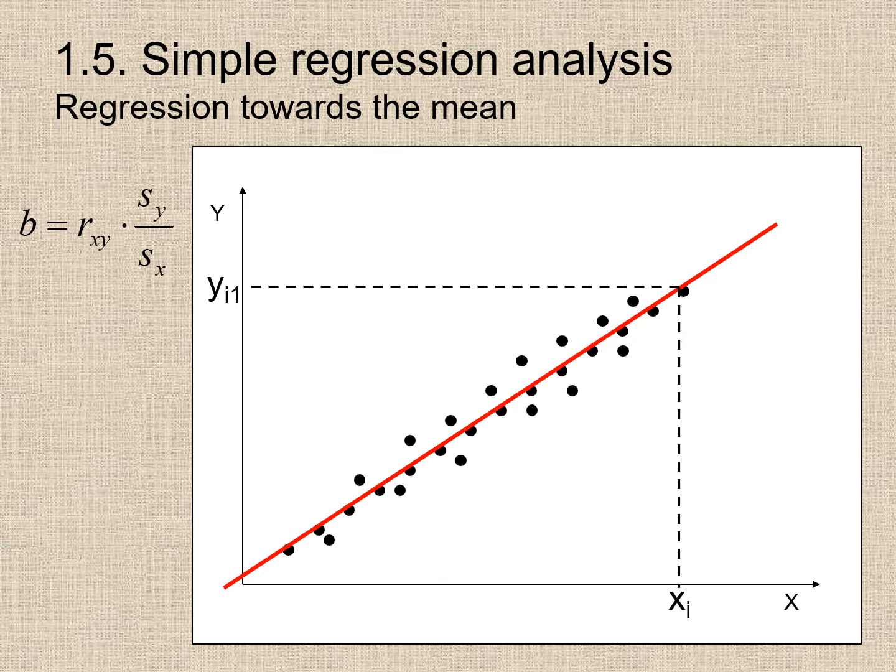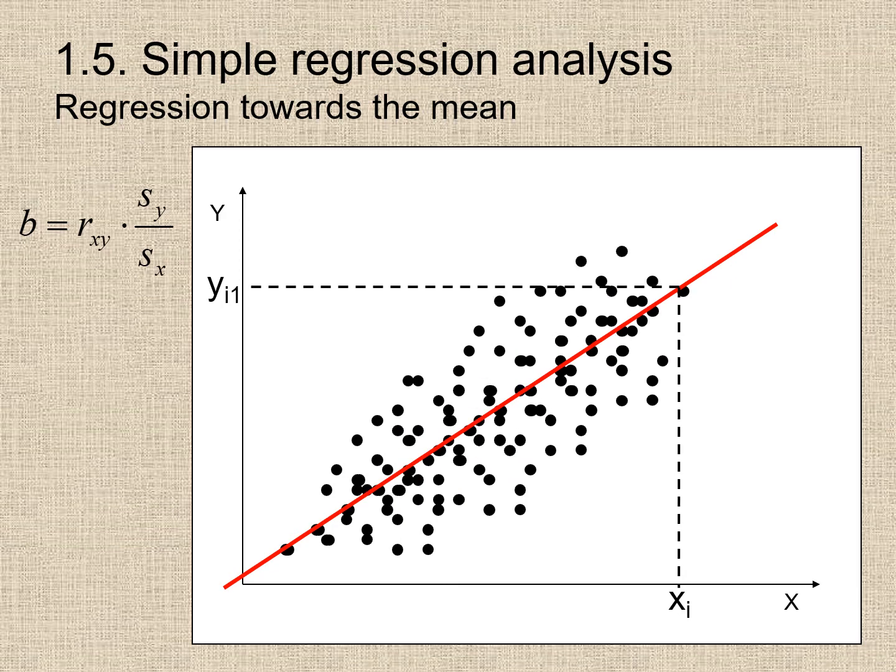If we decrease the correlation, keep the ratio of the standard deviations intact, does something happen with the regression coefficient? We kept that intact, but we went from 0.9 to 0.7 in correlation. The regression coefficient decreases. How does it affect the regression line? It becomes, I don't know how to call it, less steep, flatter.